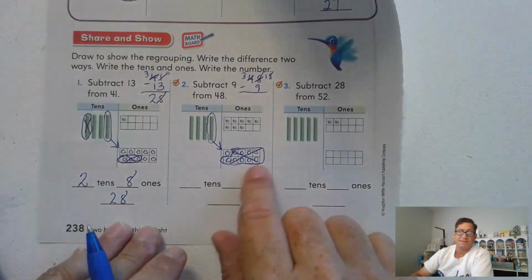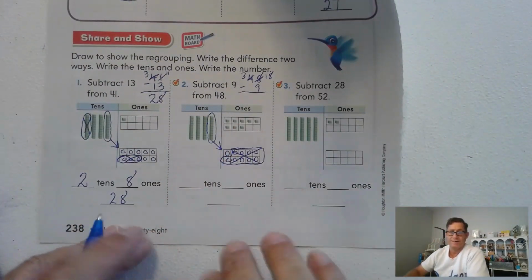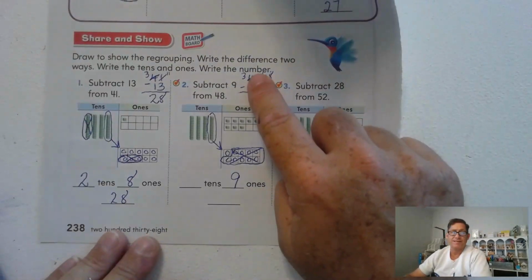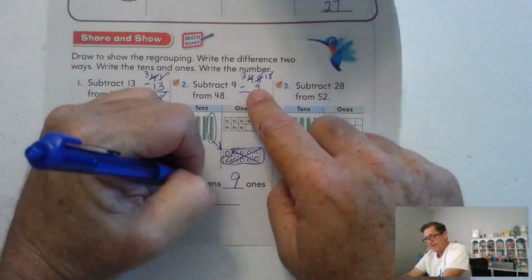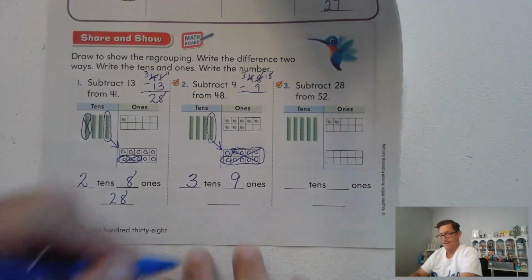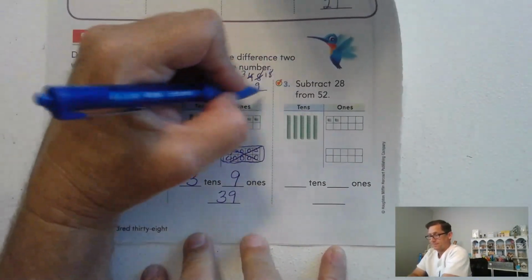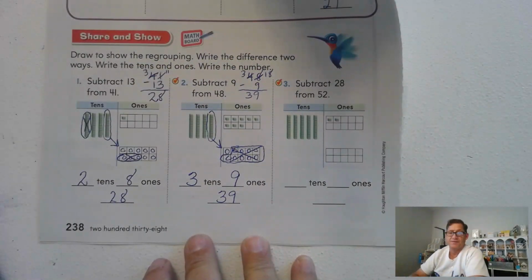So we take away basically all of the second 10 frame, leaving us 8 plus 1, 9 ones. Well, we have 3 tens left, and we're not taking away any tens. So 3 tens. So what's my answer? 39. And again, that's what it would look like using just standard subtraction method.